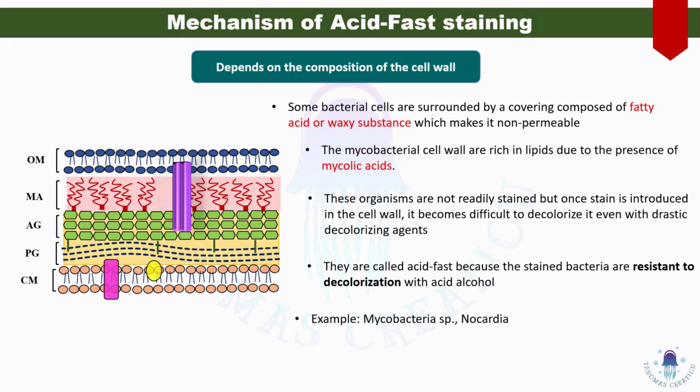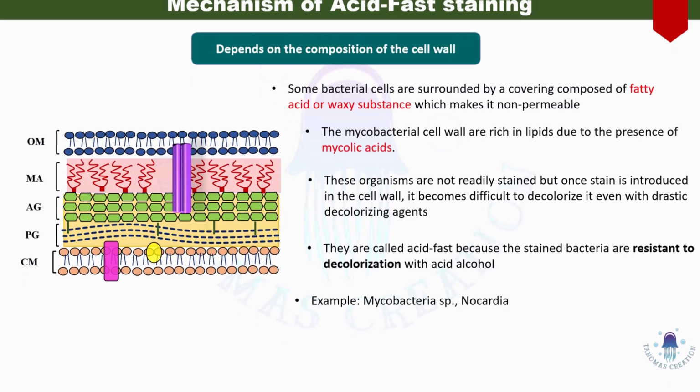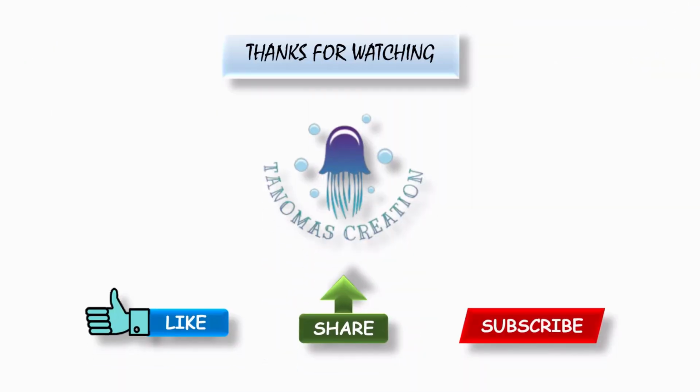So in this video, we have learned about two of the methods from differential staining for group separation. One is gram staining and one is acid-fast staining or Ziehl-Neelsen staining. The other staining procedures related to structural visualization we'll study in the next video.